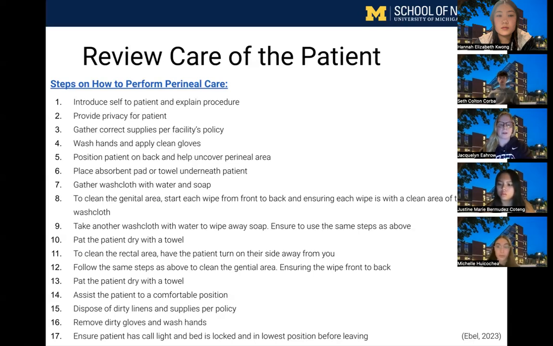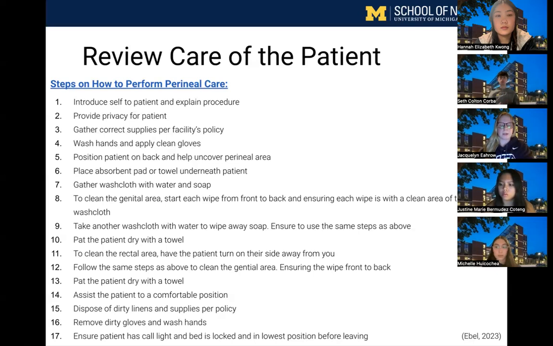For patients with female anatomy, it is important to include the entire vulva area while cleaning and separate the labia majora from the labia minora to ensure proper cleaning of the area. For patients with male anatomy, it is important to include the penis, urethra, and scrotum. And then step nine, take another washcloth with water to wipe away the soap. Again, following the same steps as above, wiping from front to back. And then step 10, we want to dry the patient with towels.